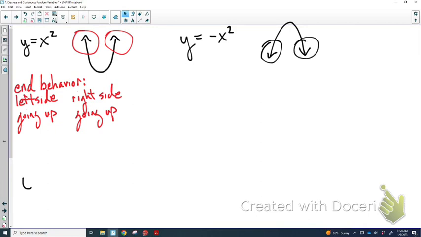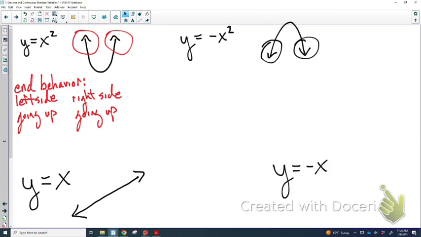Or what if the exponent is an odd number? What if it's just x? It looks like this. And I would say left side is going down, right side is going up. Or if I have a negative, then we have this. Left side is going up, right side is going down. That's actually the entire lesson right there. If you have an odd exponent as your biggest, then that's the way it plays out. If you have an even exponent as your biggest, that's the way it works on those.